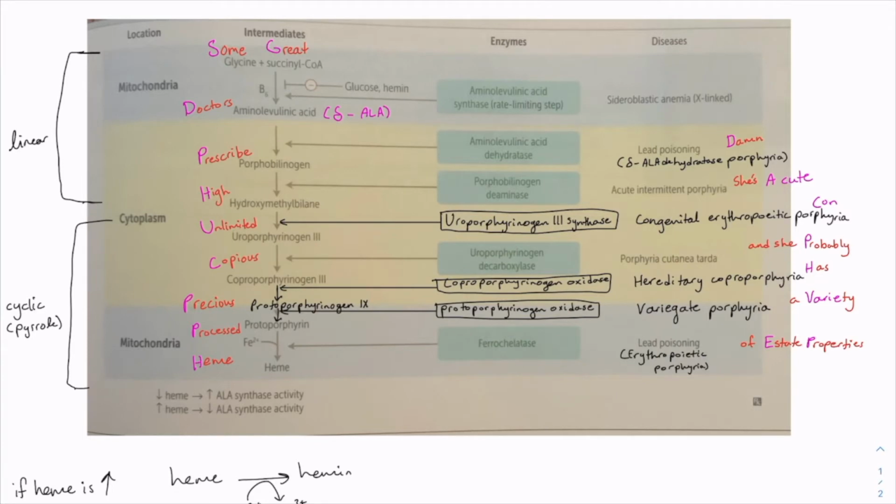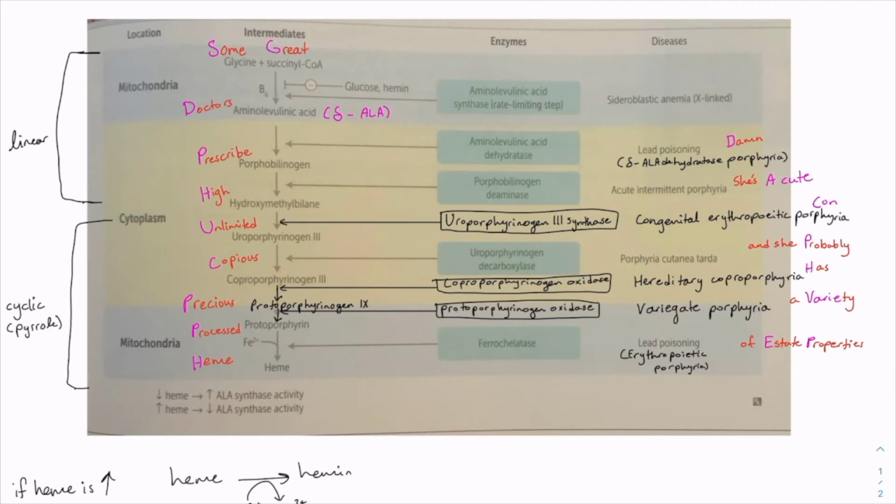After that, 4 porphobilinogen molecules condense to form hydroxymethylbilane through the enzyme porphobilinogen deaminase, or another name for this enzyme would be hydroxymethylbilane synthase. Now, the enzyme name is pretty straightforward. You synthesize hydroxymethylbilane, so obviously the name of the enzyme would be hydroxymethylbilane synthase. And this is the last of the linear intermediates, okay? So the linear intermediates stop here at the hydroxymethylbilane.